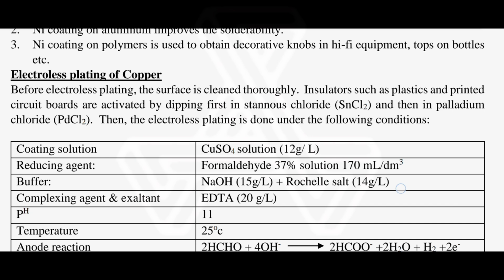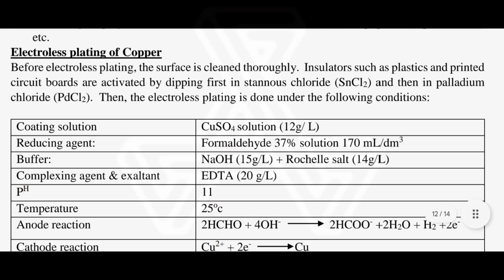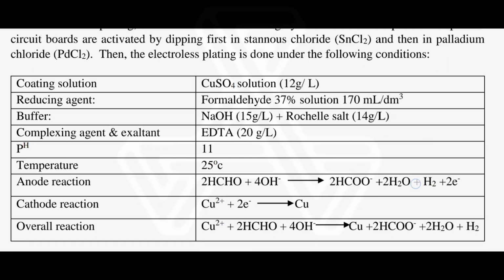Electroless plating of copper. Before electroless plating, the surface is cleaned thoroughly. Insulators such as plastics and printed circuit boards are activated by dipping first in stannous chloride, SnCl2, and then in palladium chloride, PdCl2. Then the electroless plating is done under the following conditions. Coating solution: CuSO4, 12 grams per liter. Reducing agent: formaldehyde, 37% solution, 170 milliliters per dm3.